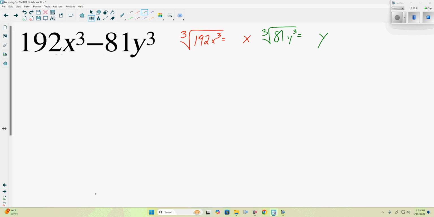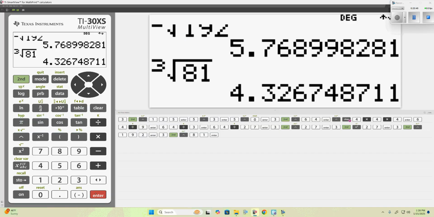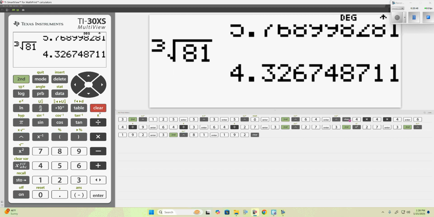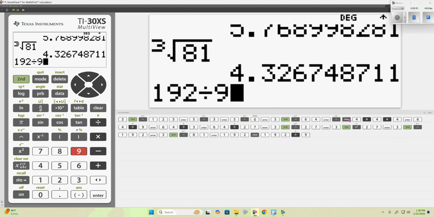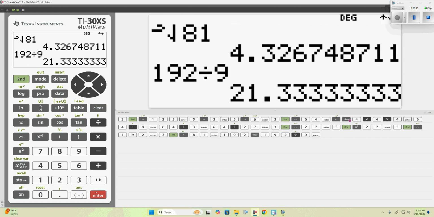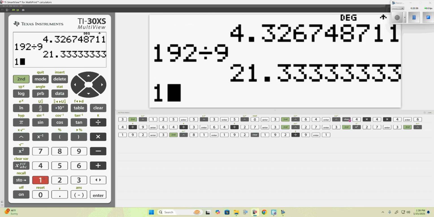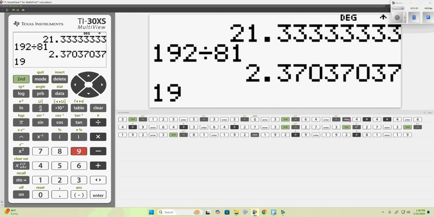Okay, let's go back. Is there a number that can go into both? 192, there's a few. But how about 81? What are some numbers that go into 81? 9. Okay. So 192 divided by 9, it didn't go into it. What other number could go into 81? 3.